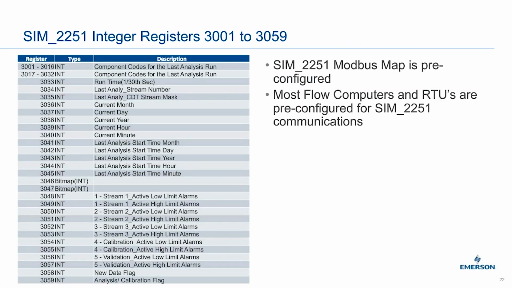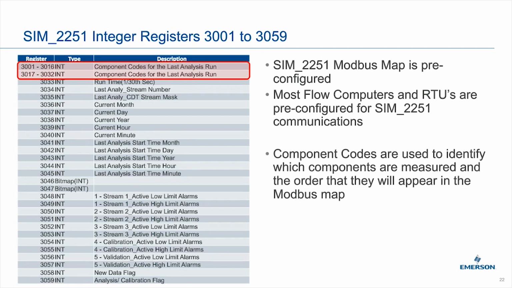So looking at the SIM2251 registers, it's a predefined map. So this is where all of this is predefined, and it's set up in many flow computers and RTUs and other GCs, and even our competition have flattered us by copying exactly what our Modbus map is. So to start off with, we use component codes to identify what components are being measured.